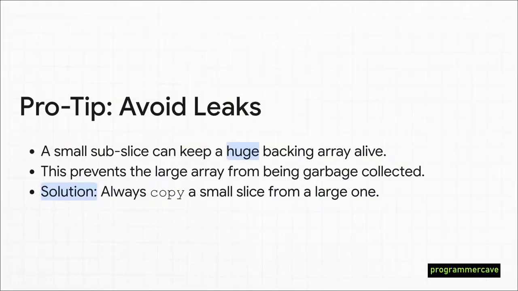Okay, one last pro tip, and this one is subtle but so important. Imagine you have a slice with 1,000,000 elements. You take a tiny sub-slice of just 5 elements from it. Well, that tiny little slice is still holding a pointer to that entire 1,000,000-element array, keeping it alive in memory and preventing the garbage collector from cleaning it up. That's a classic memory leak. The solution? Just copy those 5 items into a new, small slice.